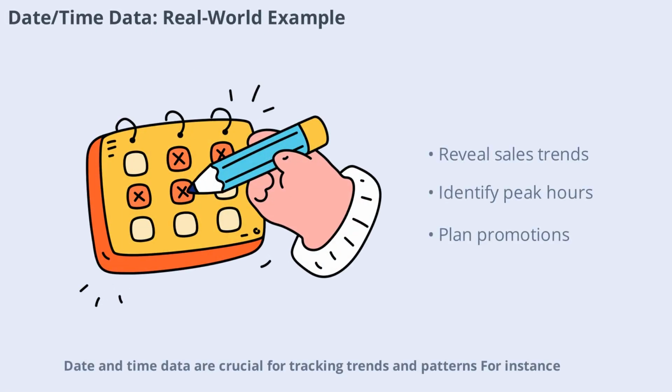Date and time data are crucial for tracking trends and patterns. For instance, analyzing order dates can reveal seasonal sales trends, while transaction times can help you identify peak business hours. This information allows you to plan promotions, manage inventory, and optimize staffing. Properly handling date and time data ensures your analysis reflects real-world events and supports better business decisions.